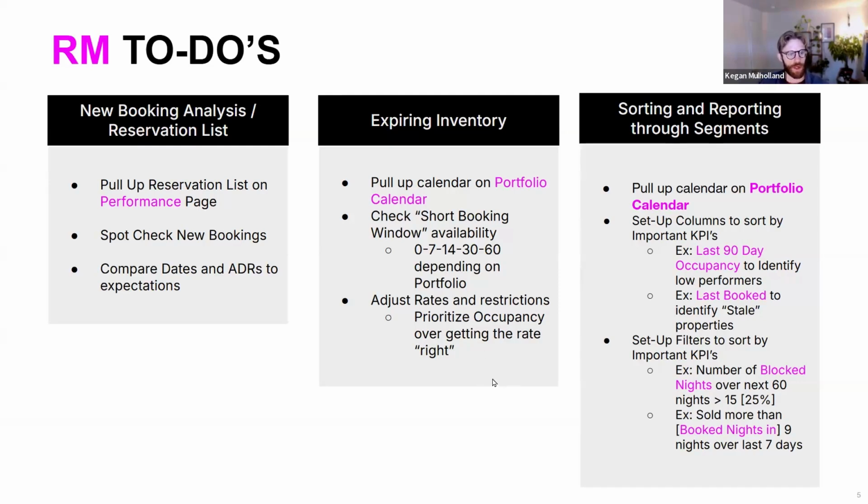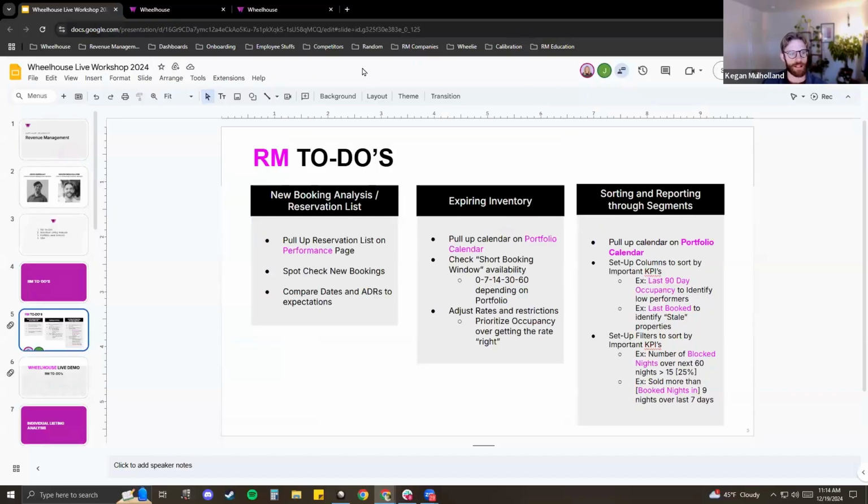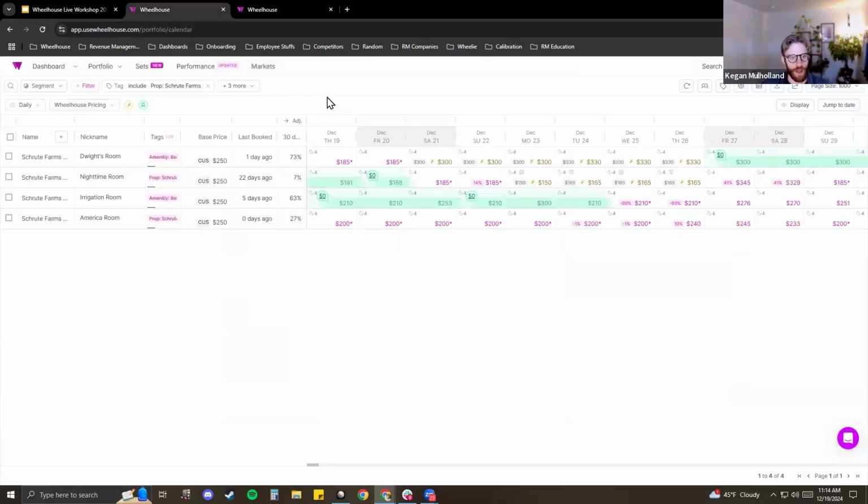But again, similar to what John was mentioning with the reservations list, this isn't like a Wheelhouse specific revenue management practice. You can do this on really any calendar. You can do it in your PMS or any other RMS calendar as well. So we are starting at, let me pull up my writing instrument, the portfolio calendar in Wheelhouse.